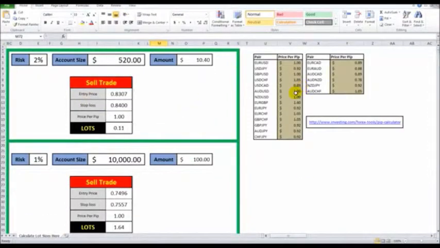Enjoy the risk calculator. Make sure that you do update it regularly so that the prices per pip here are set. Again, you'll have to go here for all those pairs like the Aussie yen, pound yen, and so forth, or the Aussie Swiss for that matter, where the price per pip changes.